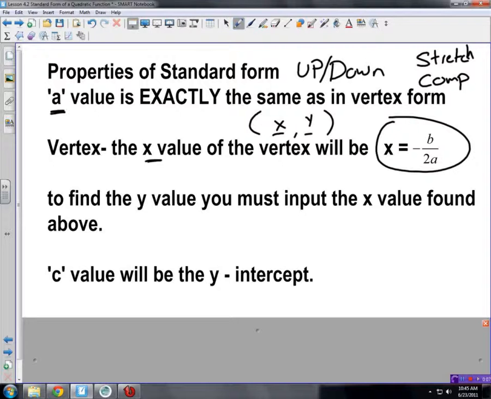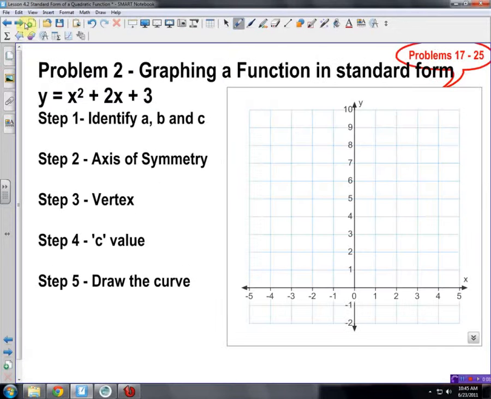The c value is going to be the y-intercept. So that's one piece of information that we didn't get from the vertex form. The c value is the y-intercept, which is where this is going to cross the y-axis. And it will always cross the y-axis. All right. So knowing those pieces of information, let's look at graphing a function in standard form.